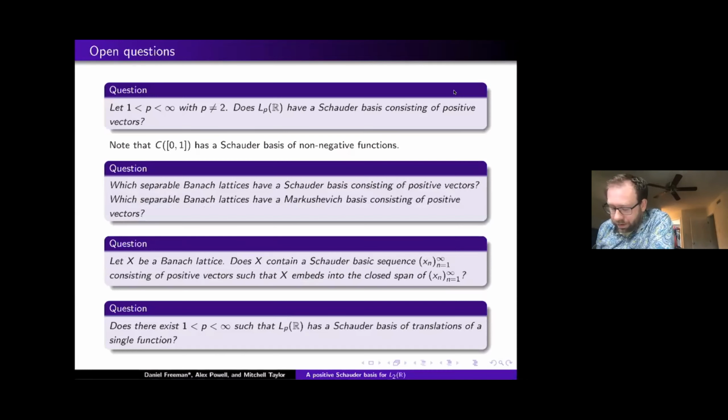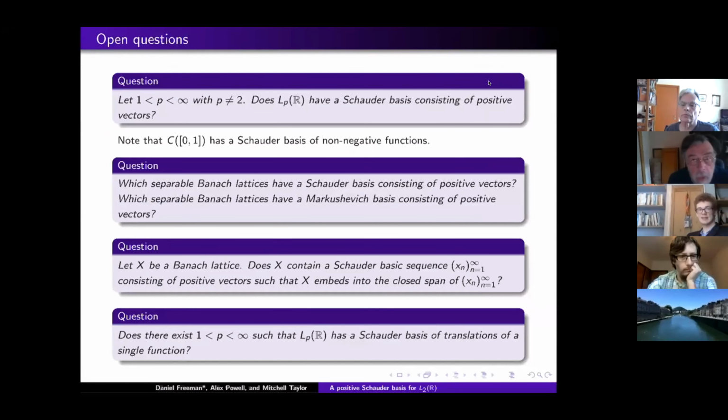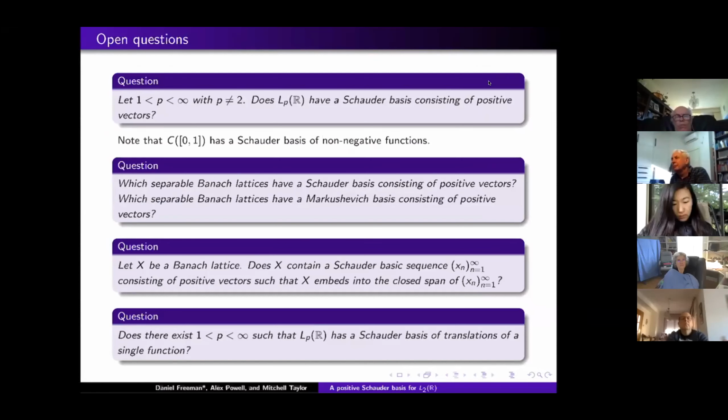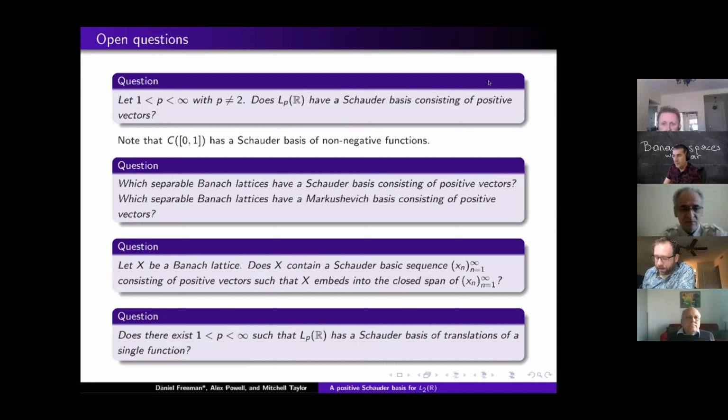And here's a bunch of, in my opinion, very difficult open questions. We constructed a basis for L2. Johnson and Schechtman have it for L1. But for any other p, does L^p have a Schauder basis of positive vectors?